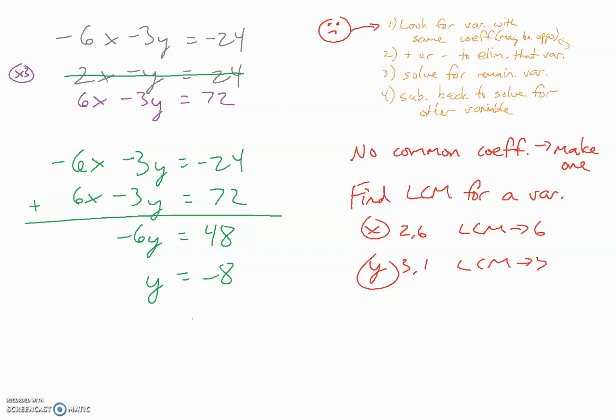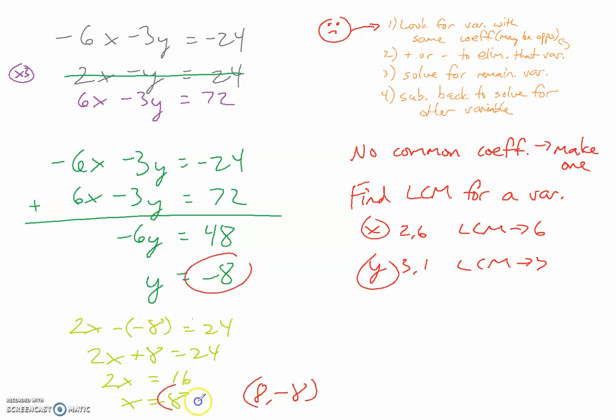So I can take that and put it back into the 2x minus y equals 24. I've got 2x take away negative 8 is equal to 24. So 2x plus 8 is equal to 24. So 2x is going to be equal to 16. So x is equal to 8. So my solution for the question would be 8 and negative 8. So there's my negative 8 and there's my 8.